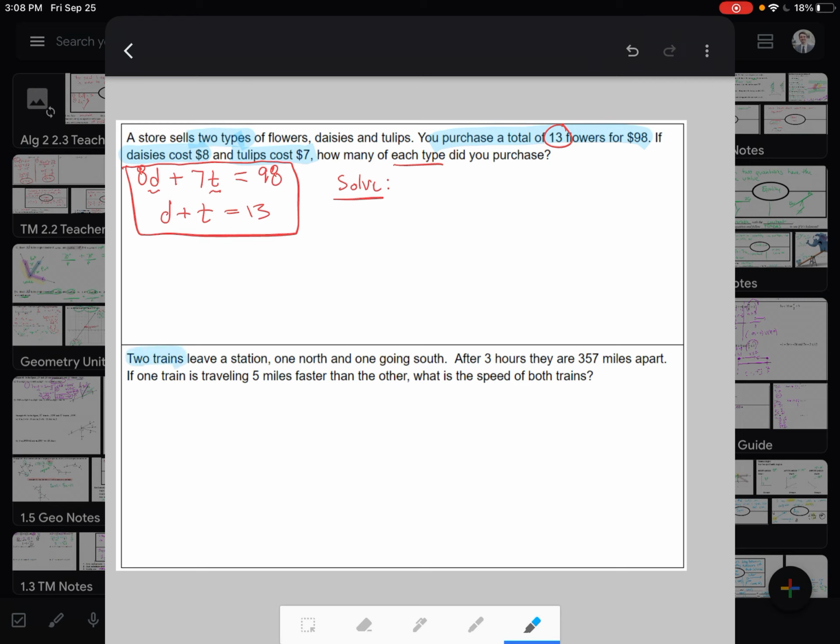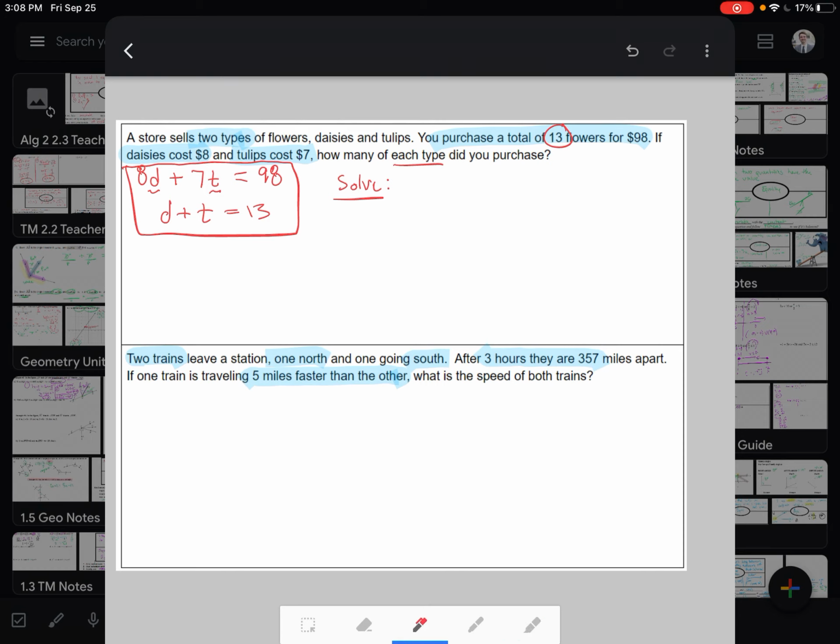Two trains leave a station. One is north and one is south. After 3 hours, they are 357 miles apart. One train is traveling 5 miles an hour faster than the other, and they want to know the speed of each of those trains. So we are looking for those two variables, the speed for each of those trains.